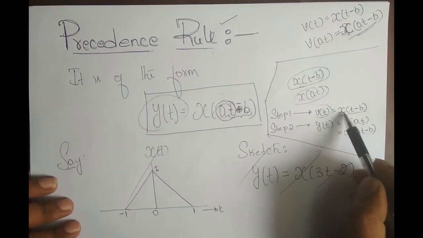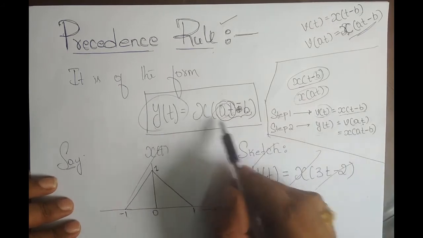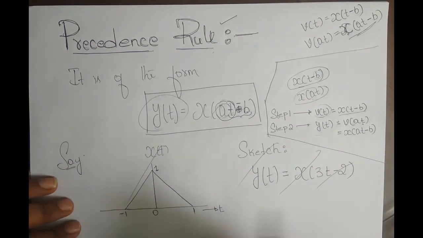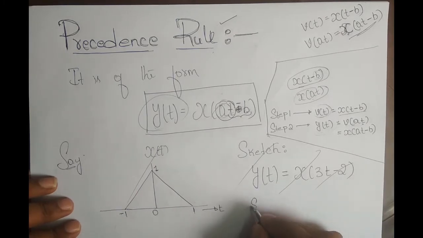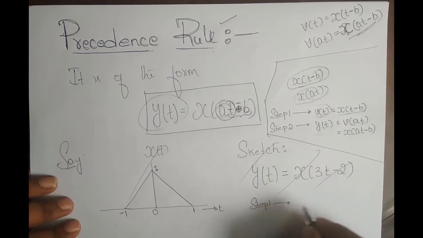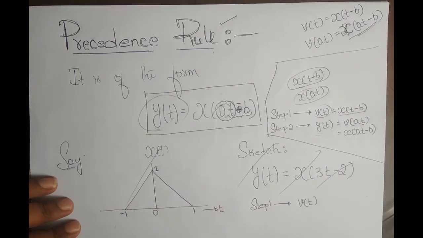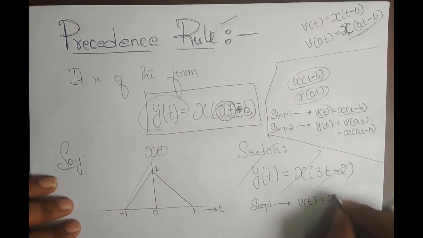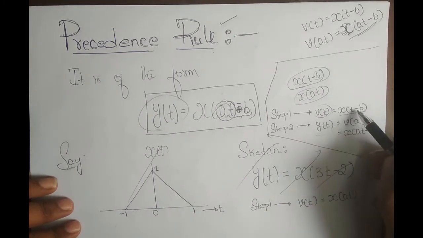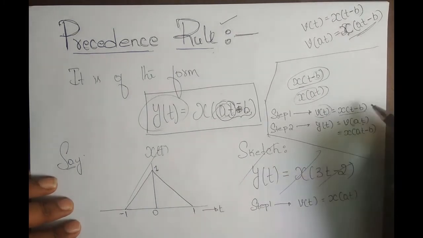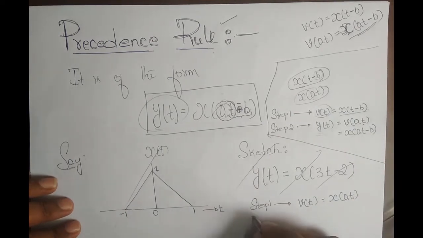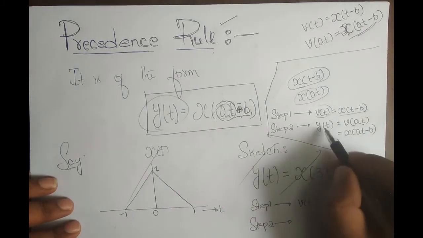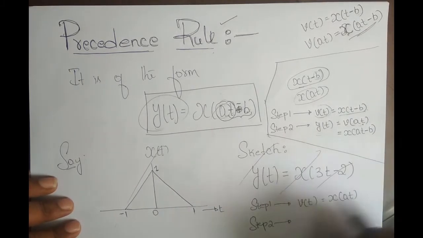Which signal do you have to scale? Not your x of t signal, you have to scale your intermediate signal v of t. So what if I violate it? Instead, in step 1, I'll sketch an intermediate signal v of t which involves only the scaling operation, x of a into t. Instead of shifting it in step 1, I'll scale it. In step 2, I'll shift the intermediate signal. What did I do here? I scaled the shifted signal. Now I'll do the other way around.